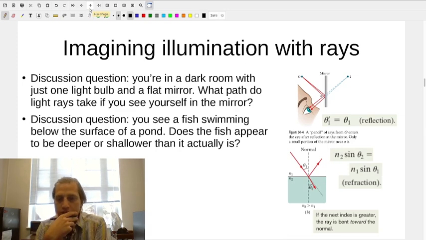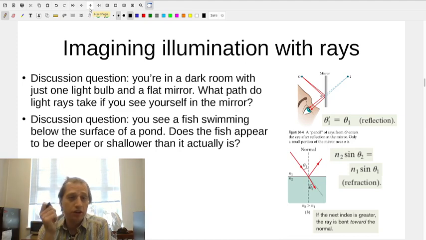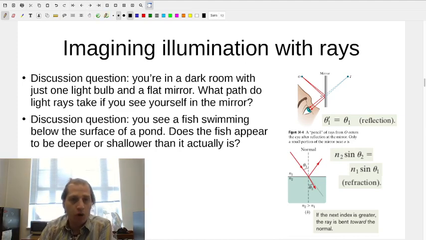Okay, now here are two little thinking questions. Suppose that you're in a dark room with just one light bulb and a flat mirror. What path do the light rays take if you see yourself in the mirror? Now, I'm not claiming this is a super profound question, but sometimes if you have not thought about it before, it is the sort of question that catches you off guard. So let's say, here's your mirror, here's your light bulb, and you are seeing yourself in the mirror, illuminated ultimately by this light bulb. How is it that light is able to reach you?